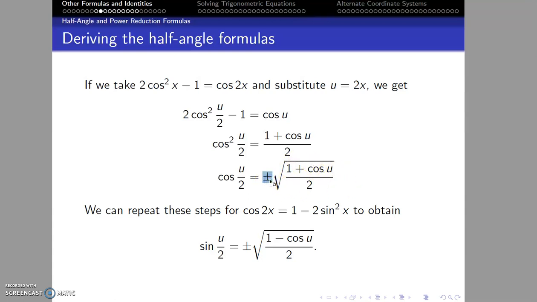And what about this pesky plus or minus, you're asking, right? Whenever you take the square root of both sides, you have to have a plus or minus. Well, that's the thing, right? Cosine can either be positive or negative. This square root expression is always positive. So we pick the positive of the plus or minus whenever the cosine of the half angle is positive. And we pick the negative part whenever the cosine of the half angle is supposed to be negative. So it really depends on the angle which side we pick.